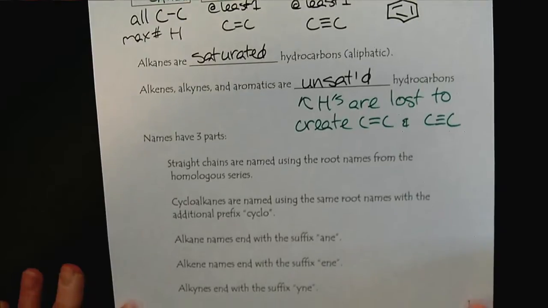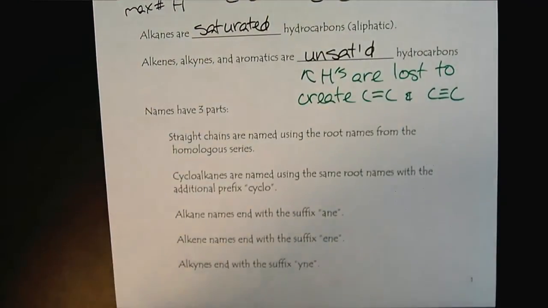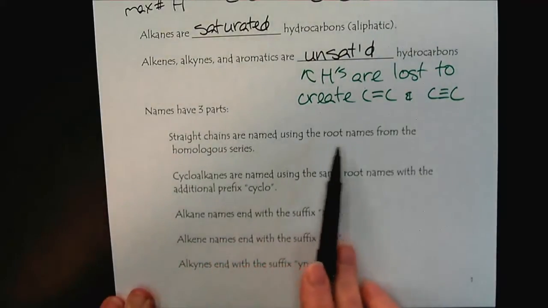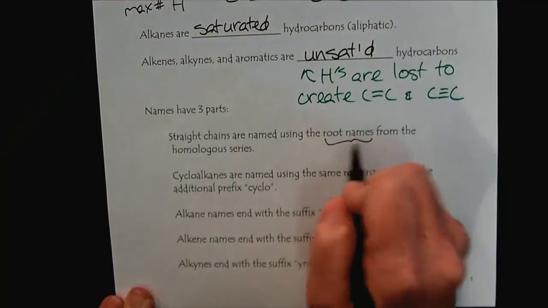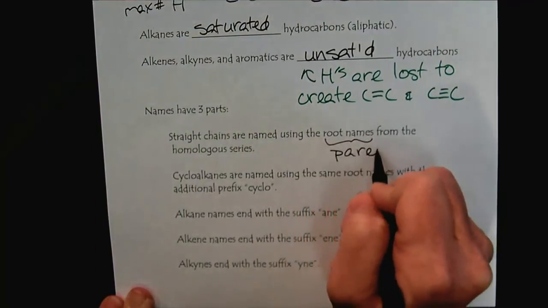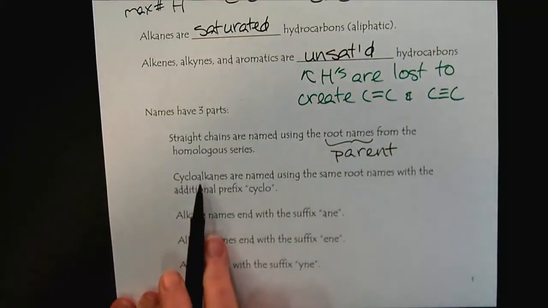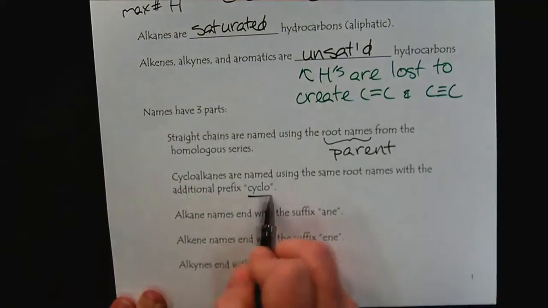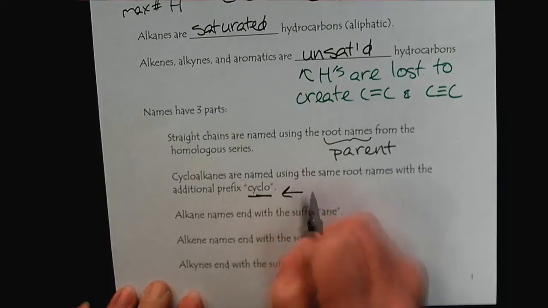Alrighty, so now we'll look at names. The names have 3 parts. The straight chains are named using the root names from the homologous series. The root name I'll also describe as the parent name. We can make alkanes into rings. When we make them into a ring, we're going to put cyclo in the front to indicate that we have formed a ring.